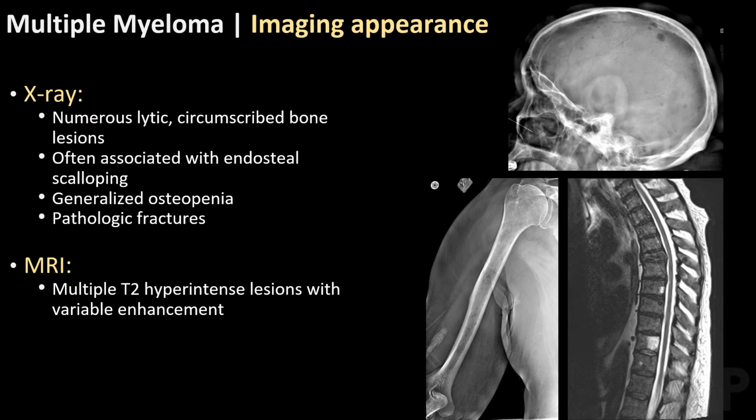Next, on MRI, you'll typically see hyperintense lesions on T2 imaging with varying degrees of enhancement. On the MRI image here, you can see this sagittal T2 weighted MRI of the T-spine showing hyperintense lesions in the vertebra, as well as a few pathologic compression fractures.